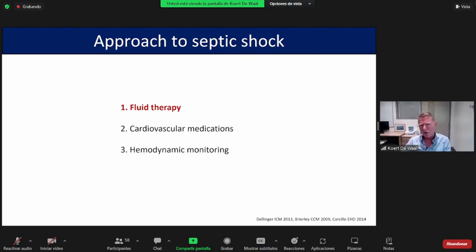Interestingly, though, our approach to septic shock has been actually on this fluid. Fluid therapy in all the regulatory descriptors is number one in our approach to septic shock, while number two is cardiovascular medications, and number three is the hemodynamic monitoring. And this is being questioned now in the adult literature and flowing over into the pediatric literature, and hopefully now arriving also in the neonatal literature: how we should address fluid therapy in relative hypovolemia.